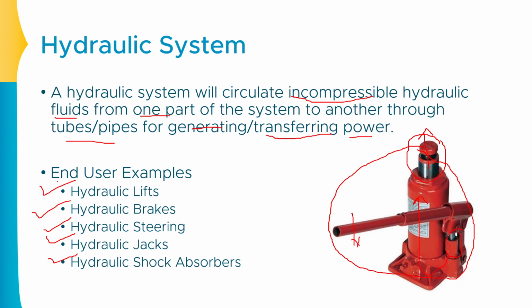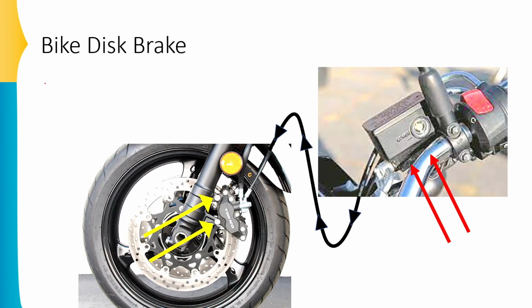hydraulic shock absorbers. As an end-user example, one of the most popular is the hydraulic disc brake system. You might have seen this type of oil compartment at the side of the brake whenever you use the front brake of your bike. What is the function of this? Whenever you press the brake, this container transmits the power from here to the disc brake mechanism, and ultimately the brake is applied.